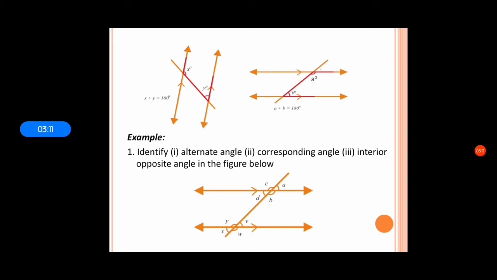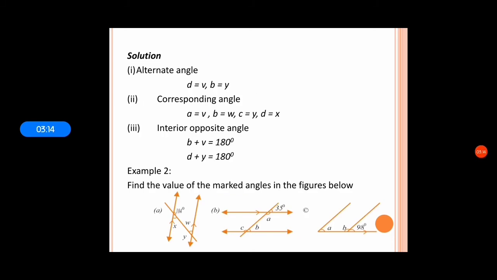So let's look at the solution here. We can see alternate angles of D and V, and B and Y. Corresponding angles, where we have 4: A equals V, B equals W, C equals Y, and D equals X. So our interior opposite angles: B plus V equals 180 degrees, then D plus Y equals 180 degrees. So those are the alternate angles, corresponding angles, and interior opposite angles or co-interior angles that we have in example 1.